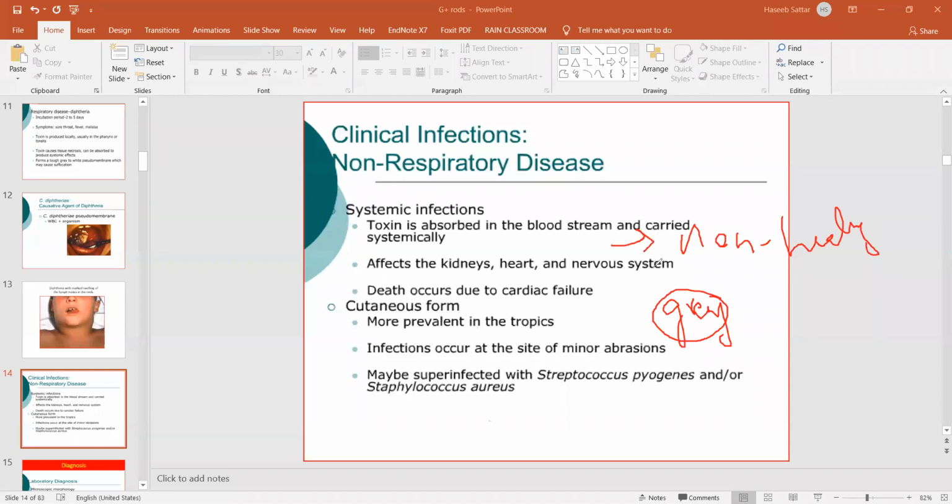Another thing is that the infection may be added to by Streptococcus pyogenes or Staphylococcus aureus. The skin is already damaged, so other infections like Streptococcus pyogenes and Staphylococcus aureus may cause a superinfection. So there will be a double infection. One infection is caused by diphtheria. The second infection will be caused by Streptococcus and Staphylococcus aureus. This may be a life-threatening condition if it is not treated well.